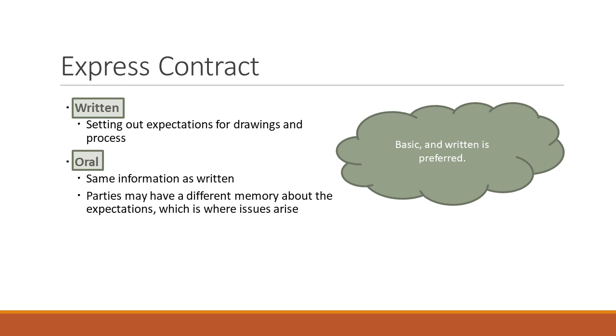The problem is, with an oral contract, if you're going to be designing this million-dollar house, if you don't have the terms in writing, somewhere down the line, the parties may have a different memory of how the conversation went. So that's why you want to try to somehow distill it down into written word. So that's an express contract, real basic.